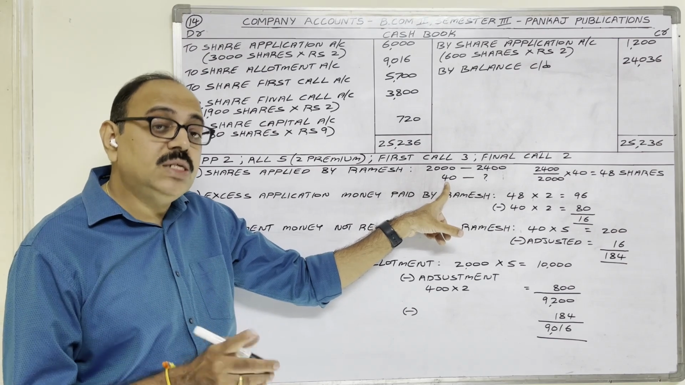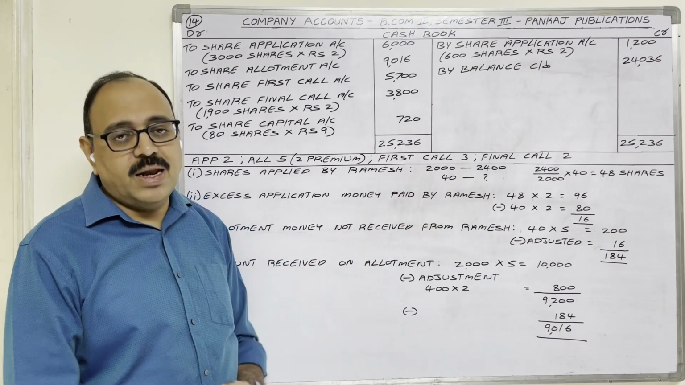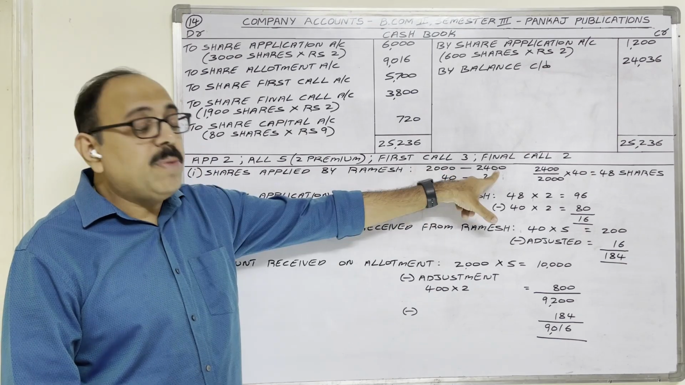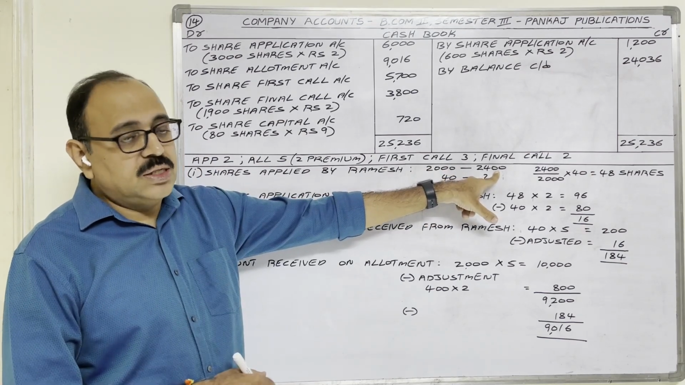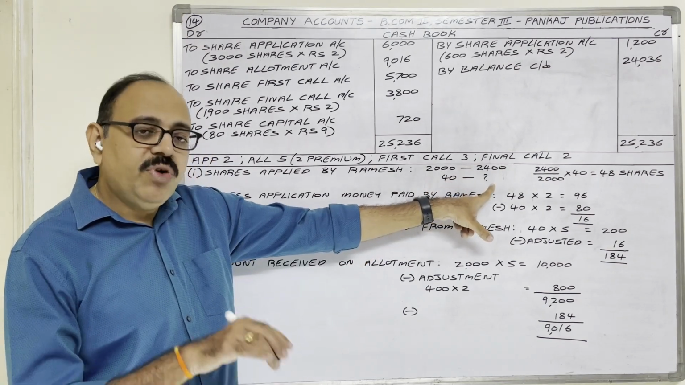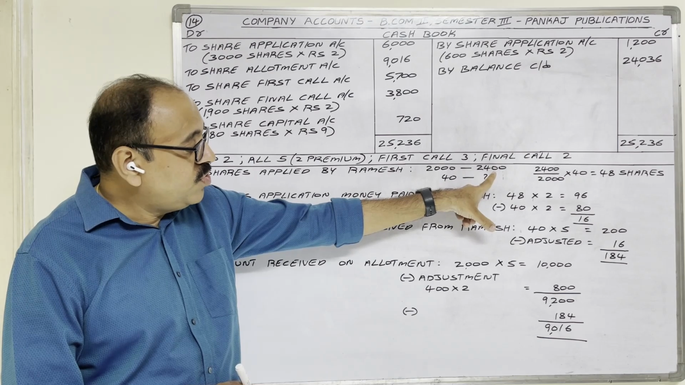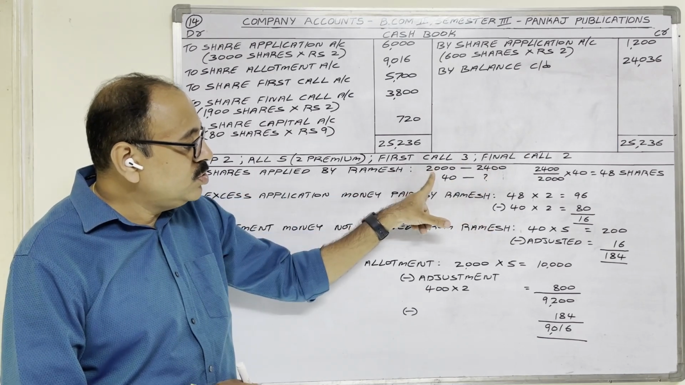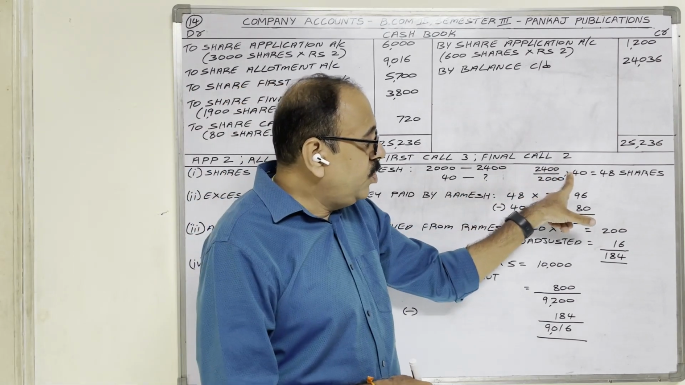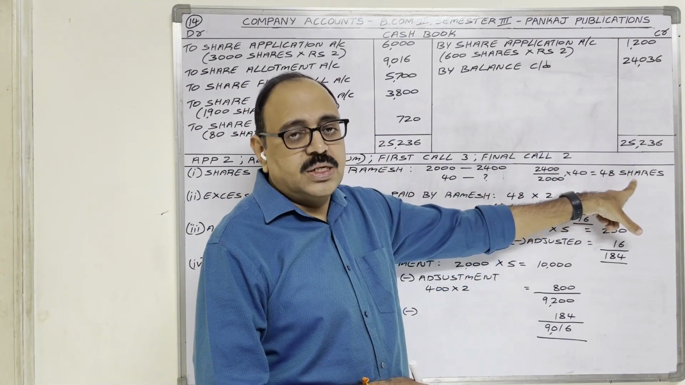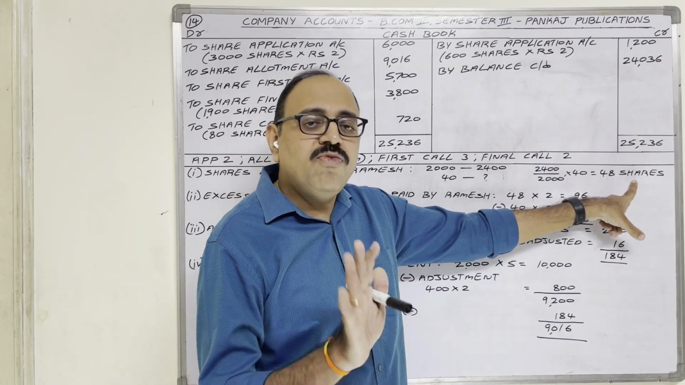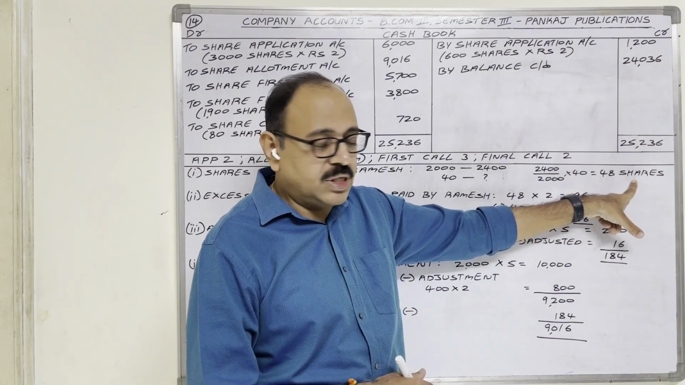For how many shares did Ramesh apply? That we have to calculate. So, when allotment is 2000 shares, the public applied for 2400 shares. When allotment is 40 shares, Ramesh applied for how many shares? 2400 shares divided by 2000 shares into 40 shares. If you do that, 48 shares. So Ramesh applied for 48 shares and the company allotted 40 shares to him on a pro rata basis.